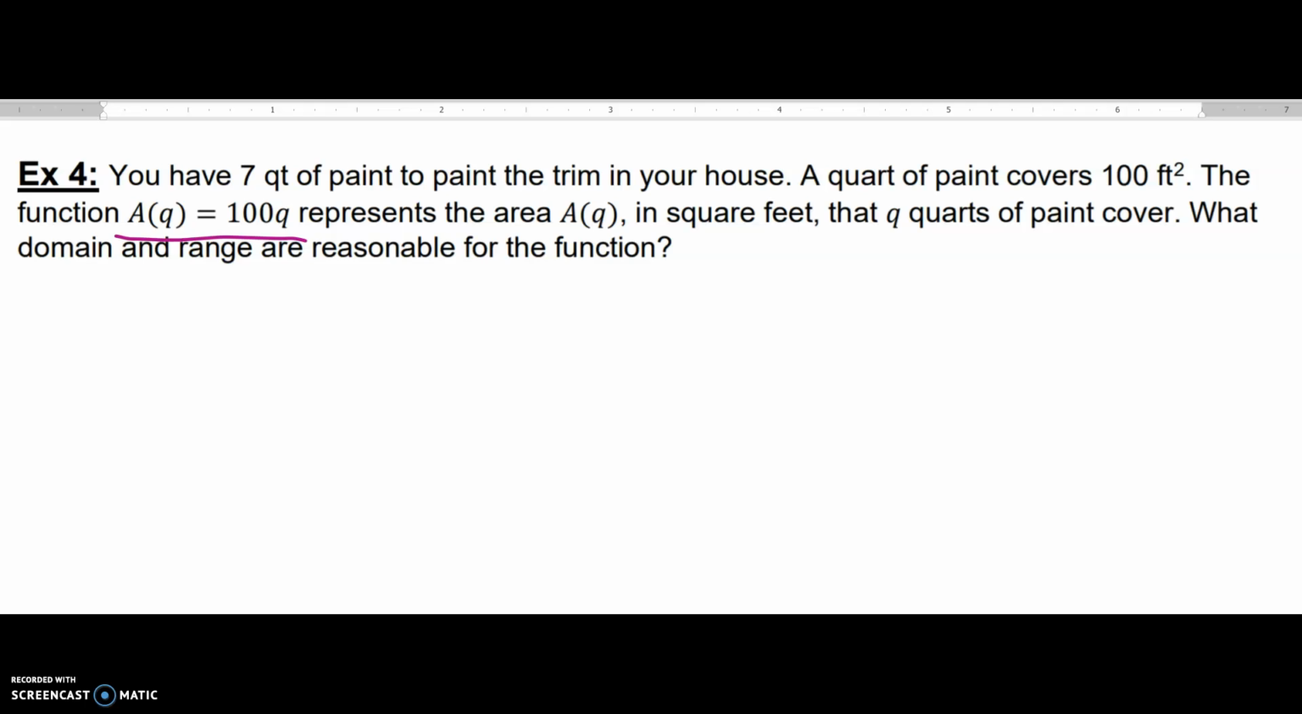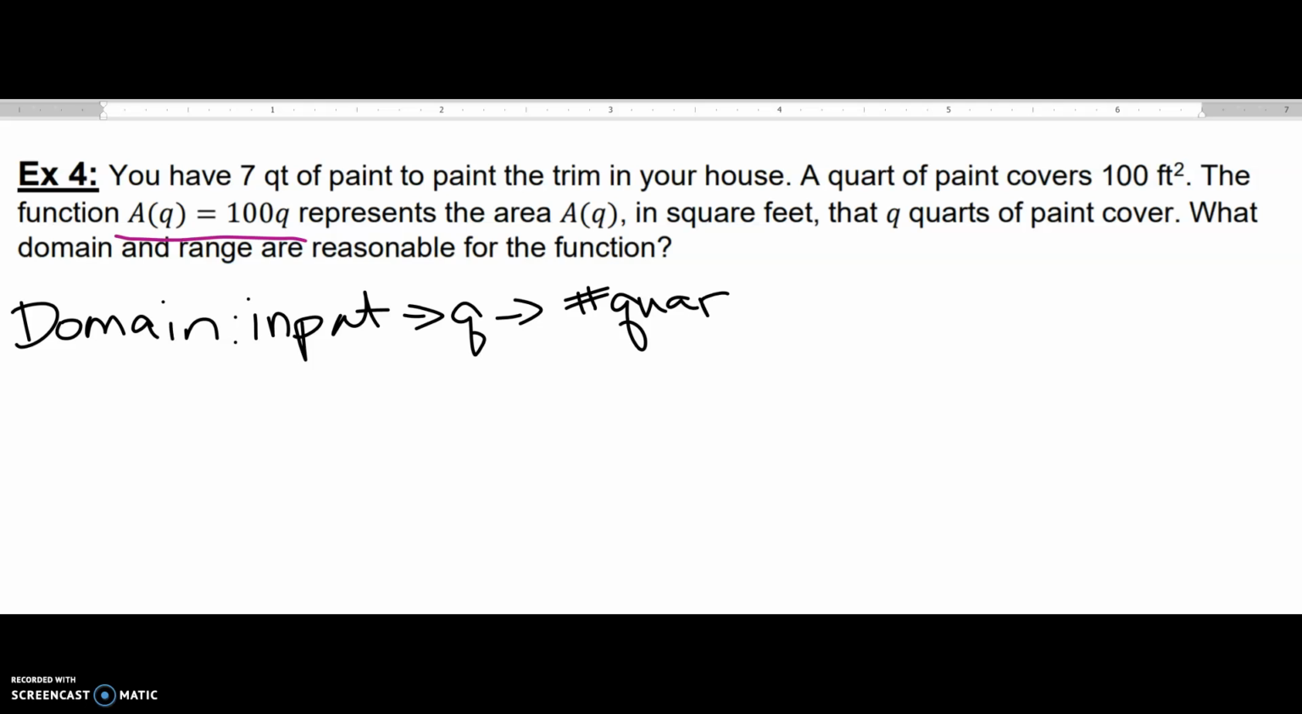It's asking what domain and range are reasonable for the function. So we need to think about all of our possibilities for what we could use for domain and range. Now remember, domain is your input. Those are your x values. Now in this case, we don't have x values because we're not using the letter x. If you feel more comfortable with using the letter x, you can go ahead and change it. That's perfectly fine. But that's our input. In this case, it's going to be our Q, which is the number of quarts of paint that we are using.